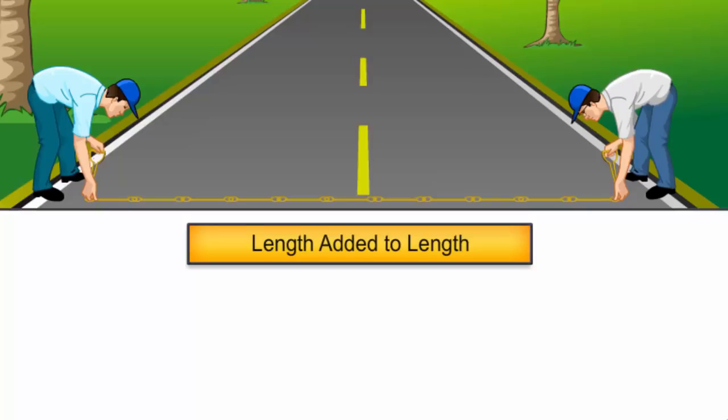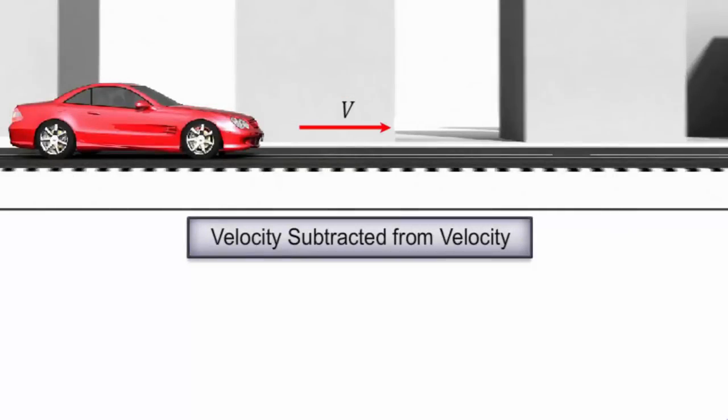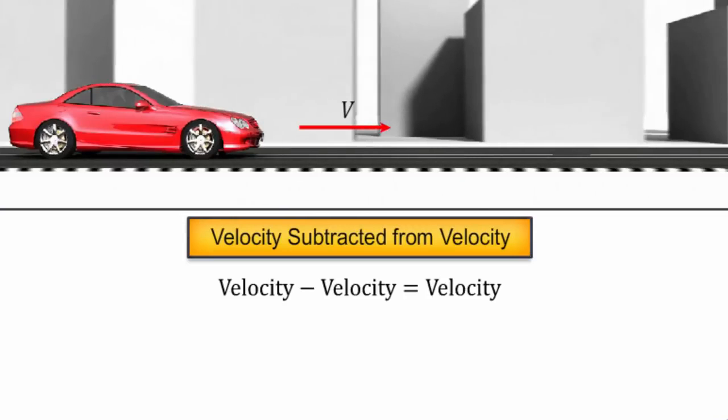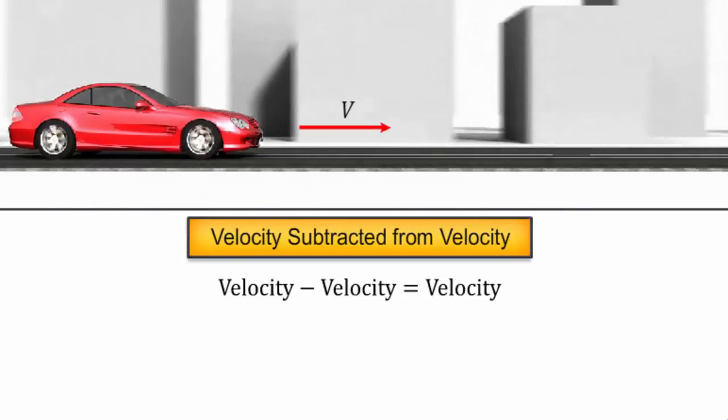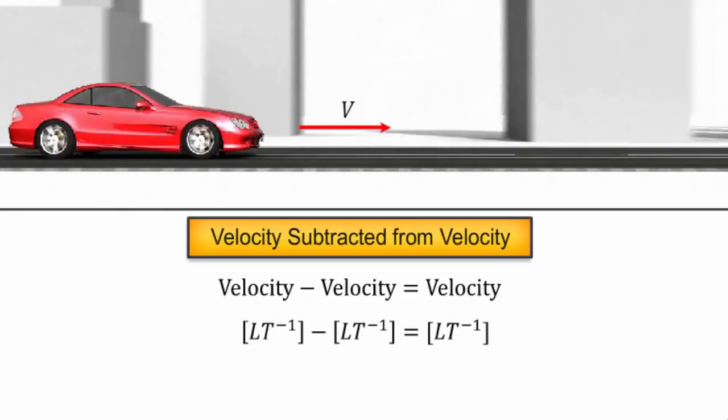It is very important to know that when we write L plus L, as shown, we mean length added to length. So, we get length. Again, it is not 2 times L as we are not adding the magnitudes of the length. Similarly, if velocity is subtracted from velocity, we get velocity. Thus, L T power minus 1 minus L T power minus 1 equals L T power minus 1.